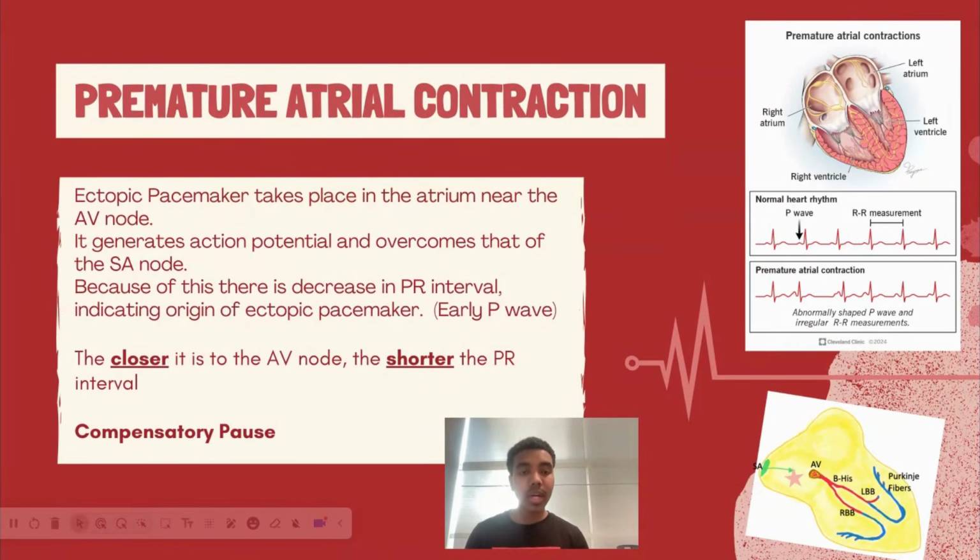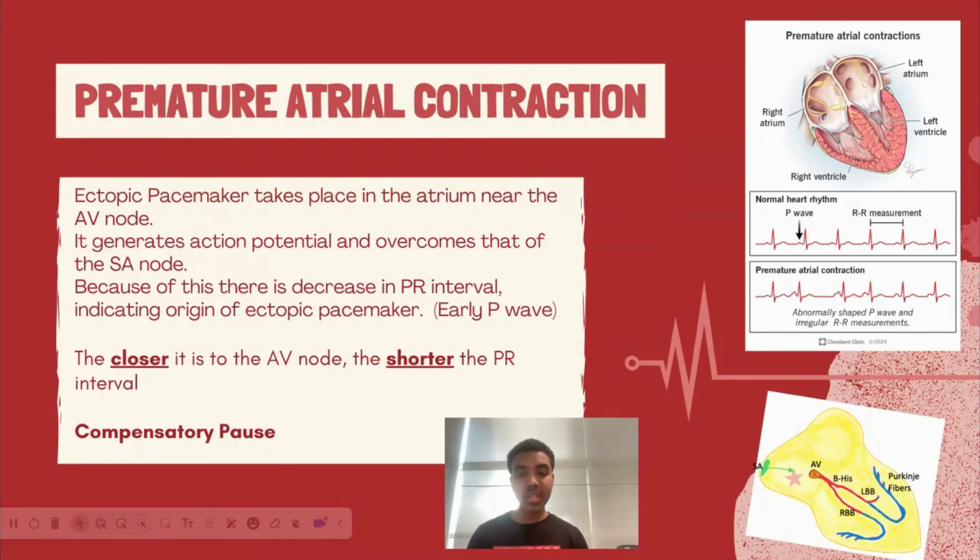Along with that, you can also see the PR interval here, the first depolarization, the QRS and the other QRS, and you can see that it is shortened. So you have a shortened PR interval, and you also have irregular RR measurements. What you have after the premature atrial contraction is what we call a compensatory pause. The heart takes a pause, takes a breath, you could say, and then it gets back to beating normally.